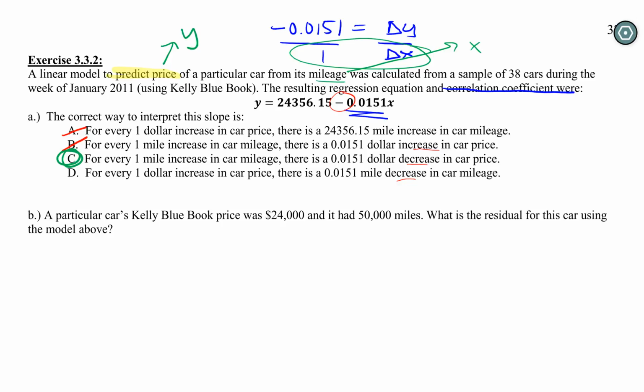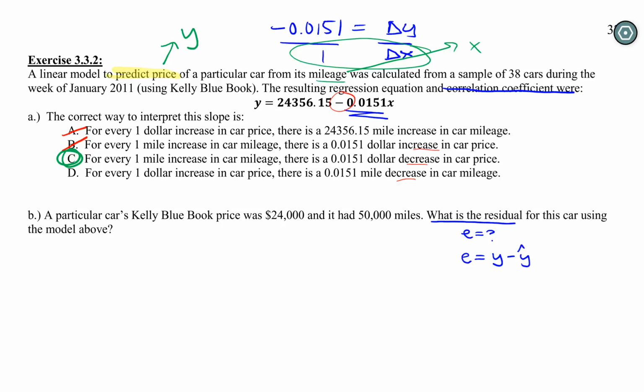And then we move on, and we can do part B. Again, I urge you, pause the video, try it on your own, and then come back. Okay, so we're being asked for a residual, which is that little e. We know our formula, y minus y hat, our truth minus our prediction.